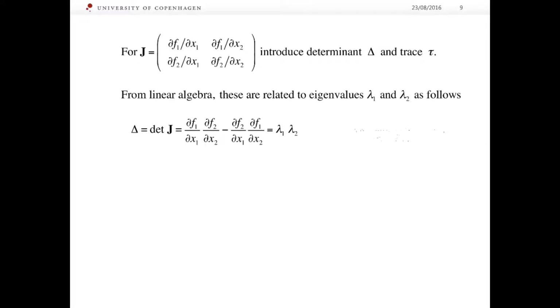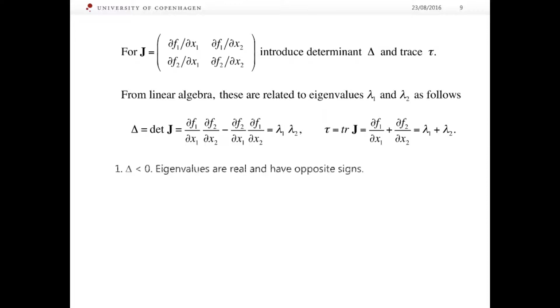Now look at the trace. The trace of the Jacobian is simply the sum of the elements on its main diagonal, namely df1 by dx1 plus df2 by dx2, and again from linear algebra we know that the trace of a matrix is equal to the sum of its eigenvalues. In what follows, we are going to consider the determinant, and we will look at various values this determinant can take and the various possibilities for the stability of the fixed point.